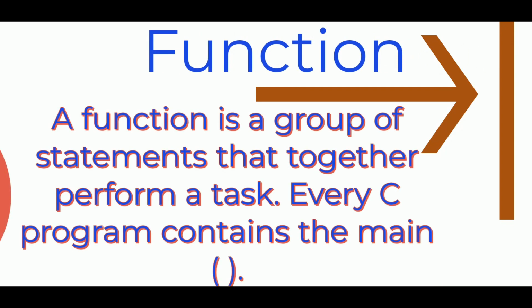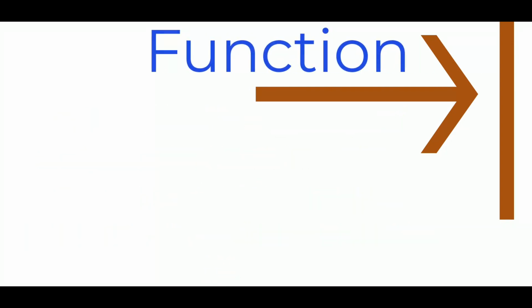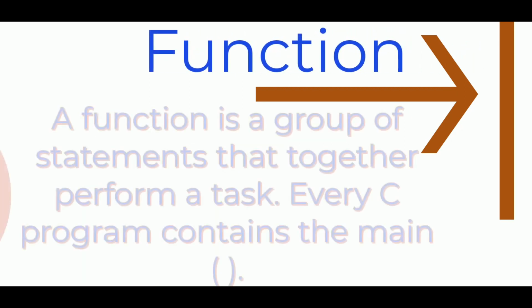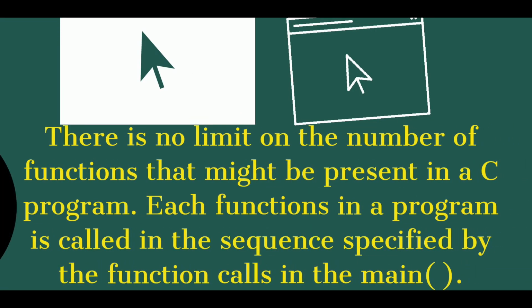A function is a group of statements that together perform a task. Every C program contains the main function. Because program execution always begins with the main function, there is no limit on the number of functions that might be present in a C program.